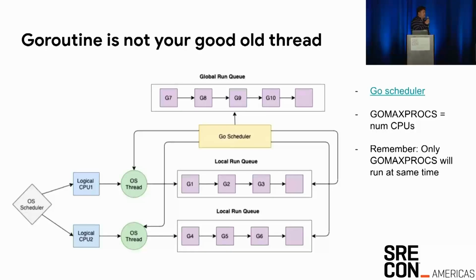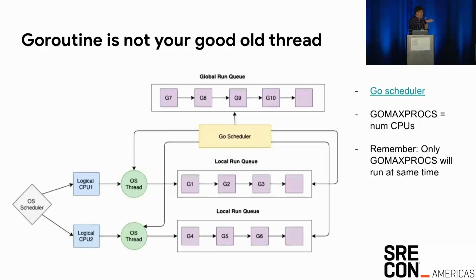Goroutines are not threads. There's a Golang scheduler that schedules Goroutines to run on each individual thread. By default, Golang only launches the same number of threads, represented by the green circles there, to actually run your Goroutines. Each one has a local run queue, your Goroutines are scheduled on top of it, and they process them one by one.